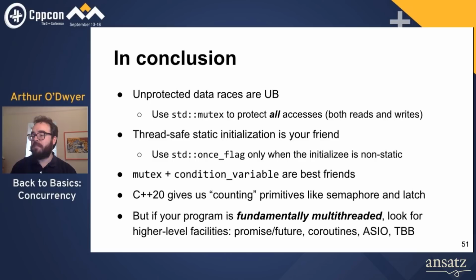In conclusion, we won't get to the bonus slides, but remember, data races are undefined behavior. One way to get around data races is to use a mutex to protect all the accesses. It must be all. It must be unconditional, 100%, both the reads and the writes.